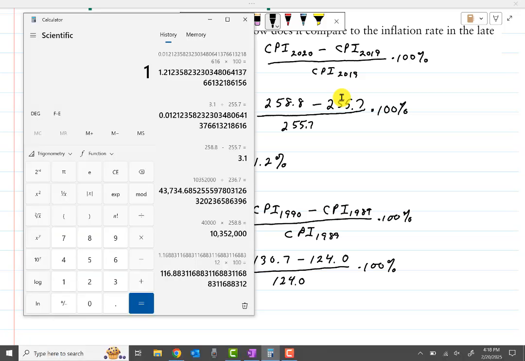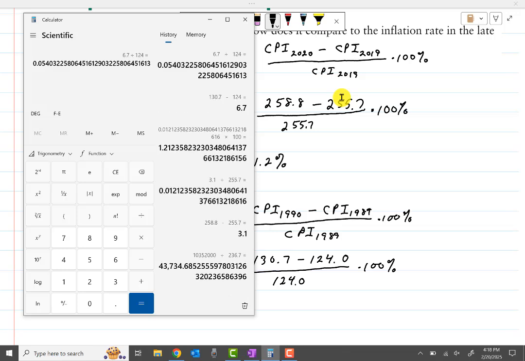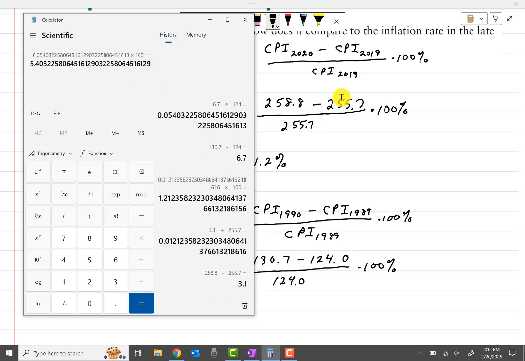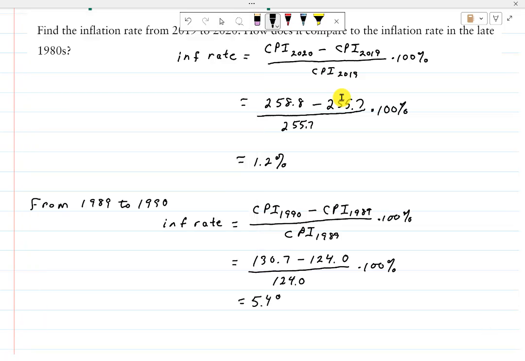So we have 130.7 minus 124, enter, divided by 124, enter, times 100%. Here we see about 5.4%. So prices were going up faster in the late 80s than they were going up in the late 90s.